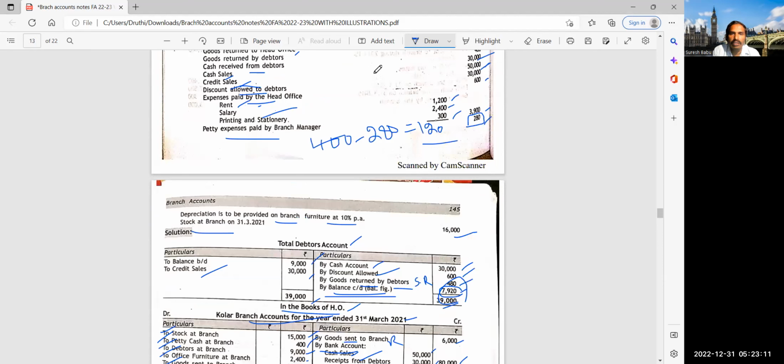Illustration 7 is homework. What do you need to do? Double the figures and solve the sum. If I come to class today, this is the question which I would be asking everybody.